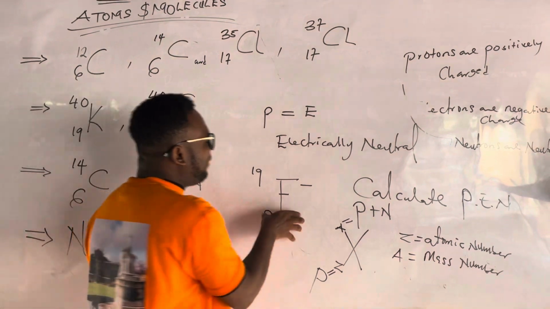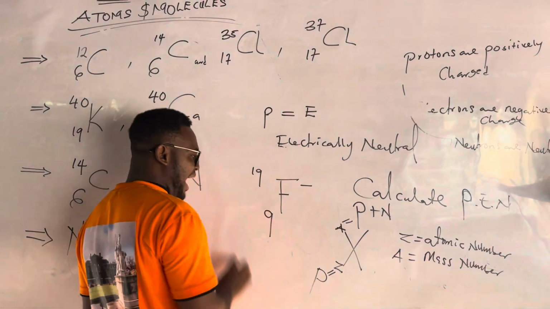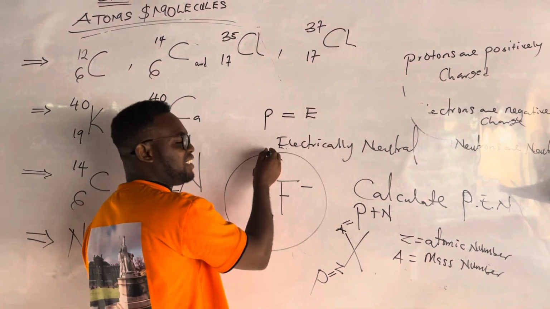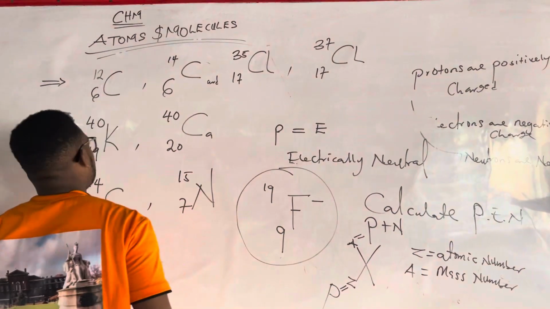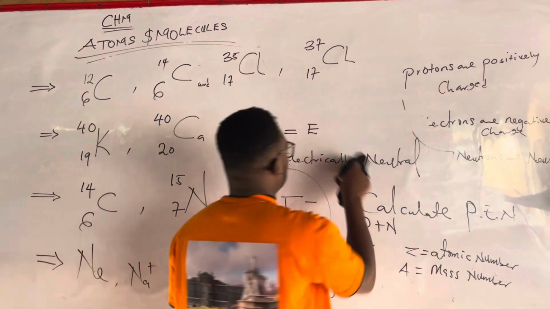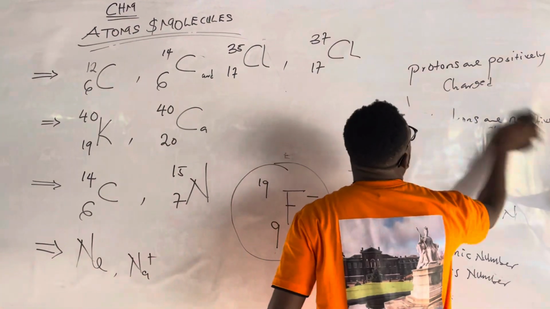So if I'm to calculate PEN from this atom now, of course, you already know what our proton should be. We said our proton will be what? Proton will be the number of what?